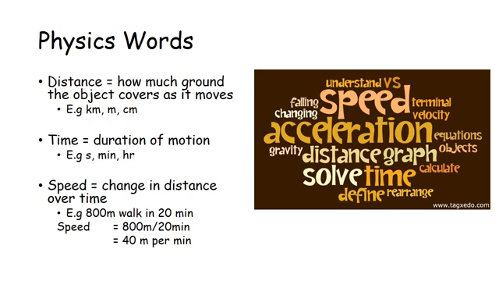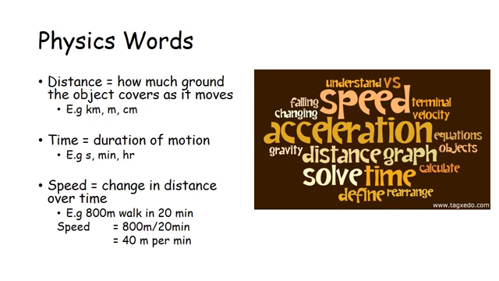Now, time is the duration specifically of the motion of the object. So when you're talking about time, it's about the particular time that the object's moving. So it can be in seconds, minutes, or hours. And our speed is the change in distance over time. For other parts of your course, you'll be needing to calculate this in numbers, but for the motion graphing, you're mostly looking at the patterns that you see in the graph itself.